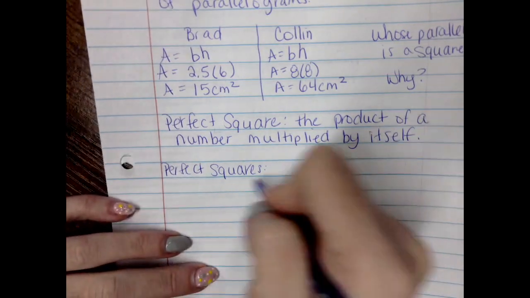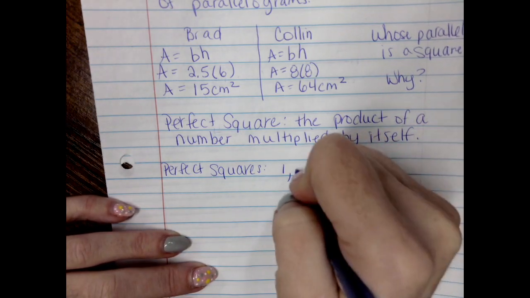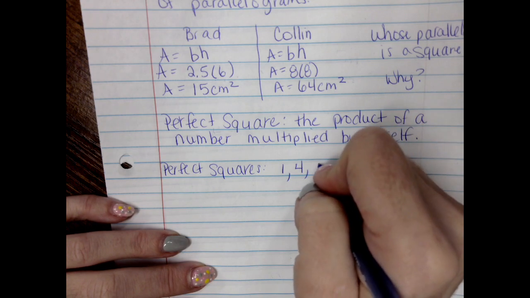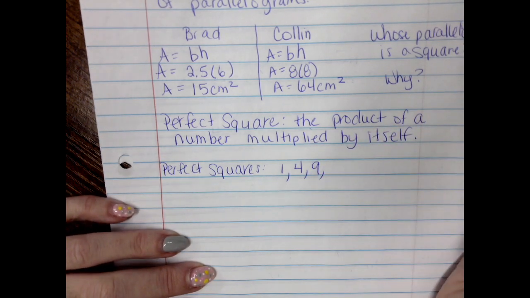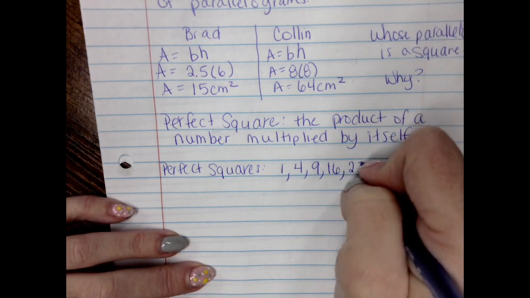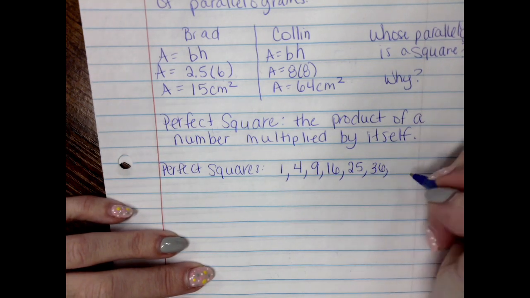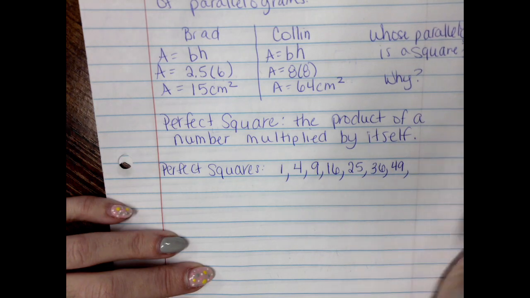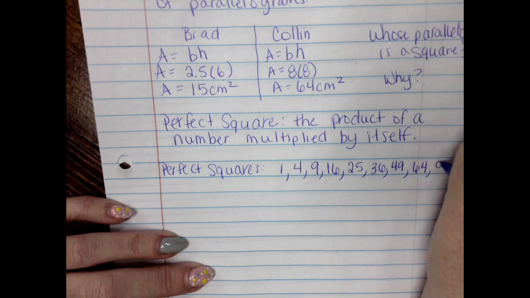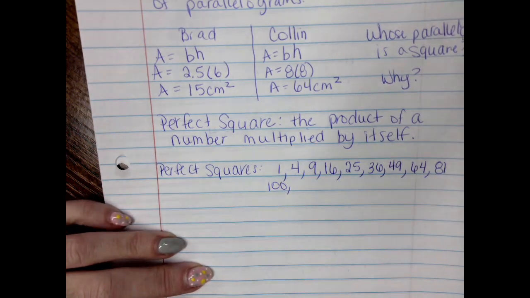The first perfect square is 1, because 1 times 1, or 1 squared. The next one would be 4, 2 times 2. Then 3 times 3 would give you 9. 4 times 4, 16. 5 times 5, 25. 6 times 6, 36. 7 times 7, 49. 8 times 8, 64. 9 times 9, 81. 10 times 10, which is 100.